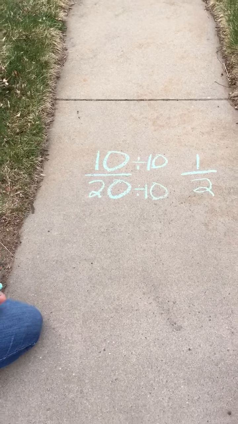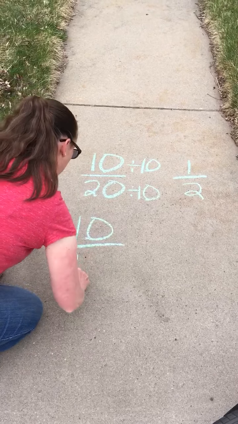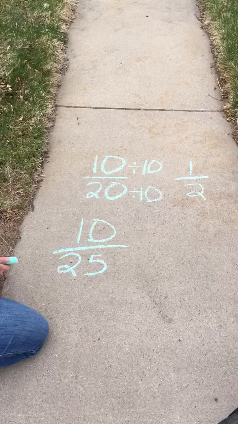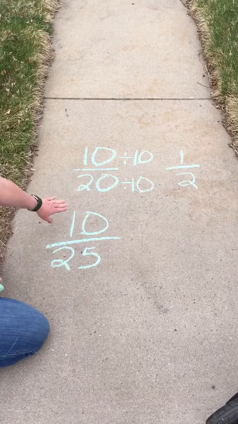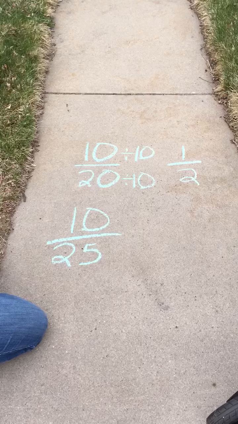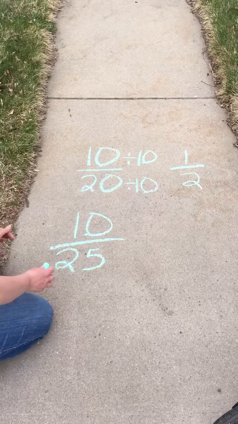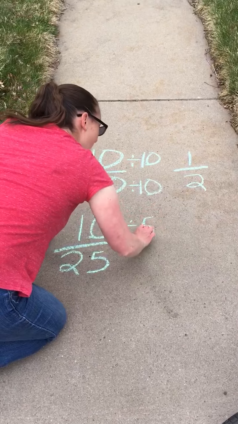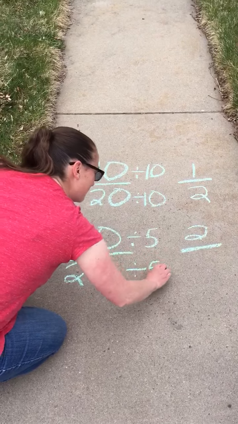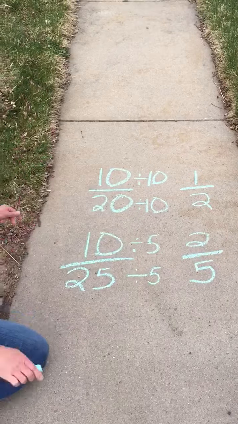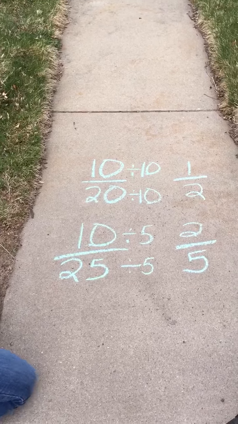Our next problem is 10/25ths. Now this time I have to find a number I can divide both numbers by. I can divide 10 by 2, but I can't do 25 divided by 2. I could divide both of them by 5. 10 divided by 5 is 2. 25 divided by 5 is 5. So 10/25ths is equivalent to 2/5.